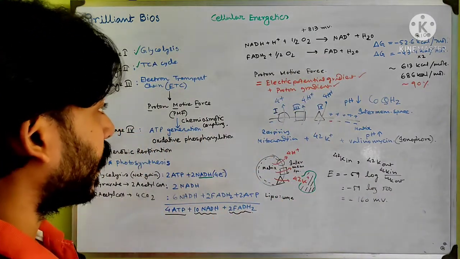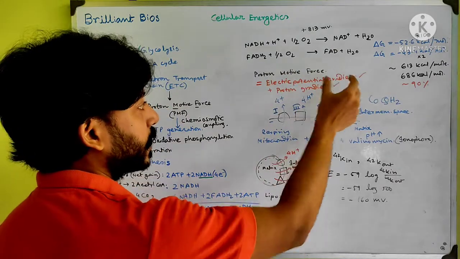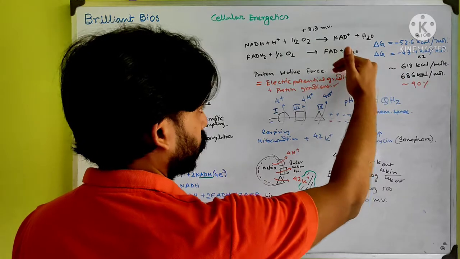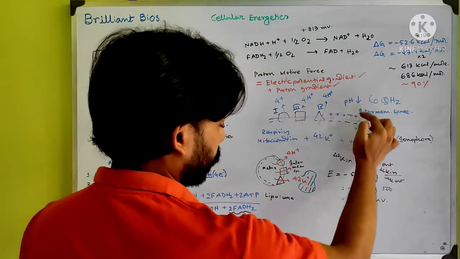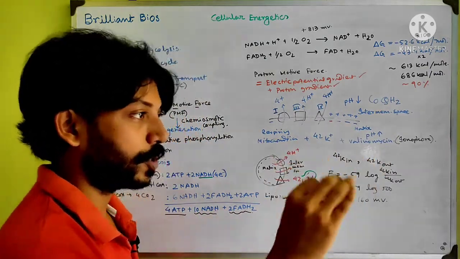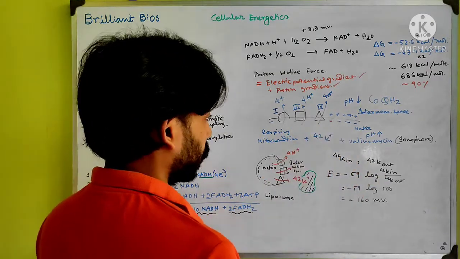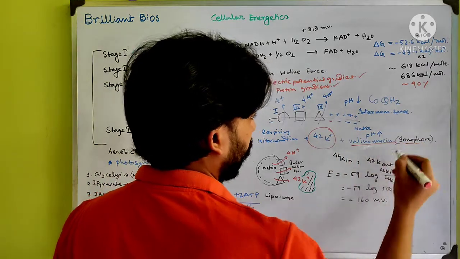So I have mentioned that in the proton motive force there are two components. One is called the electric potential gradient and the other is the proton gradient. This is the electric part of the constituent, and this is the chemical part, the proton gradient, that means the pH difference. So at first you have seen that there is no direct way to put the electrode in the mitochondria, so there is an indirect way.